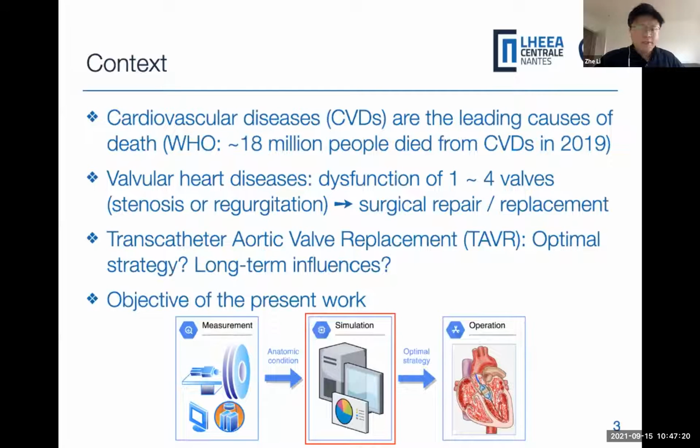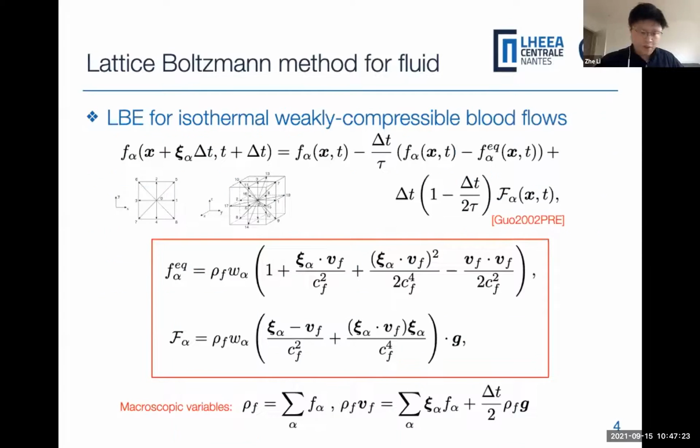In this work, in order to simulate the blood flow, we choose to use the lattice Boltzmann method, which is very efficient and can be efficiently parallelized. We choose to use the LBE based on the force model of Guo, proposed in 2002. We have used two types of lattices: in 2D, D2Q9, and in 3D, D3Q19, which are sufficient to simulate isothermal weakly compressible blood flows.